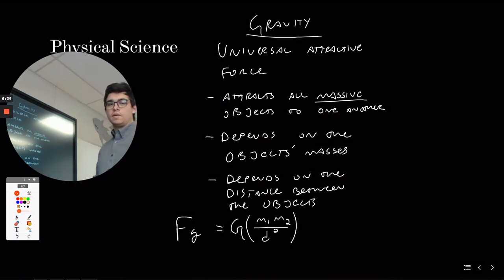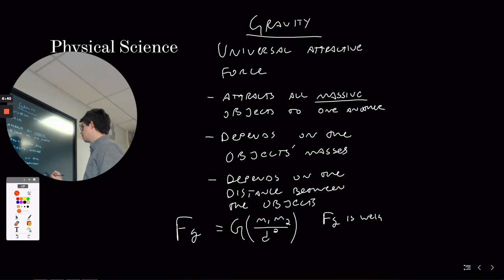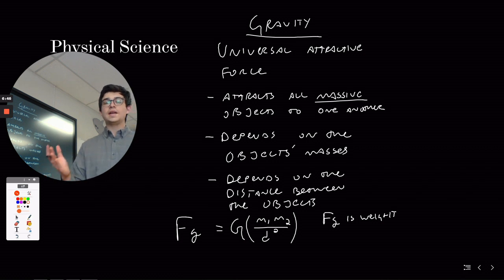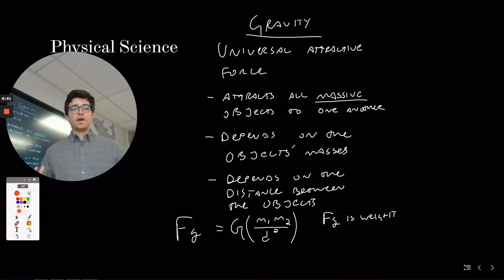We're going to write down what each of these variables means, and I want you to just measure it. So F sub g is weight, right? It stands for the force of gravity, but the force of gravity and weight are the same thing. Weight and mass are different. Mass is how much stuff there is in an object, right? Weight is how much the force of gravity affects an object.